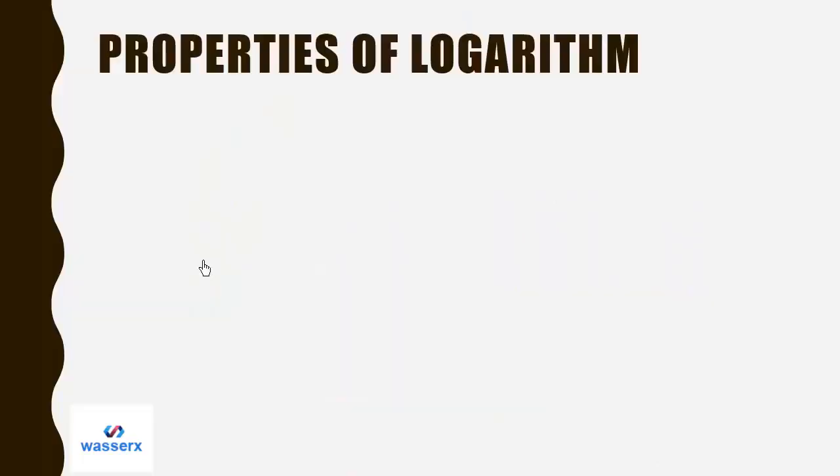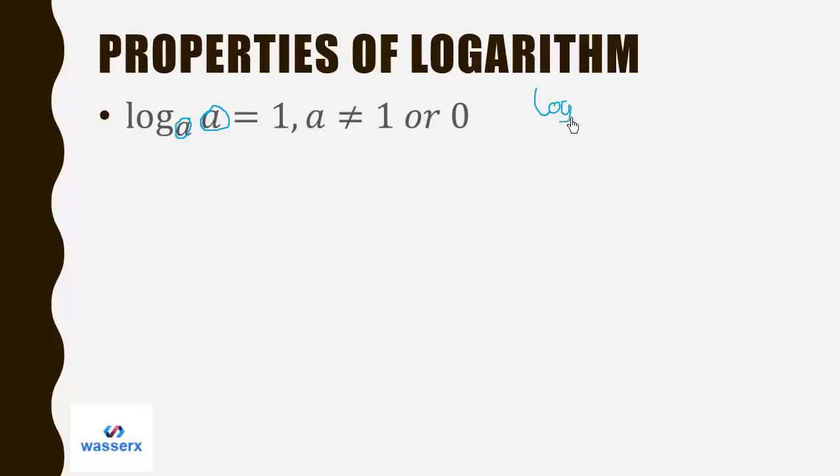Logarithm. Now, for us to understand or to work with logarithms, we need to know their properties. So the first property is that the logarithm of the base is 1. So log a of a is 1. Now the a is never equal to 1 or 0. So meaning that if you have log 10 of 10, you are going to get 1.